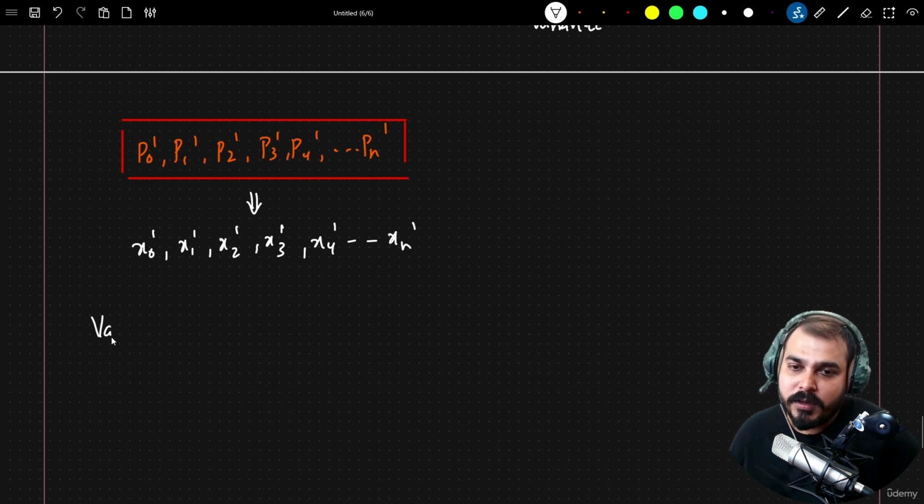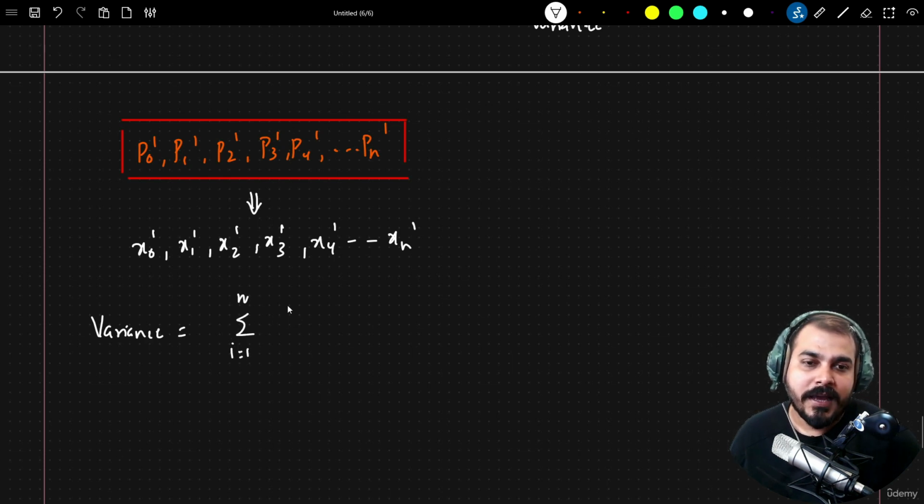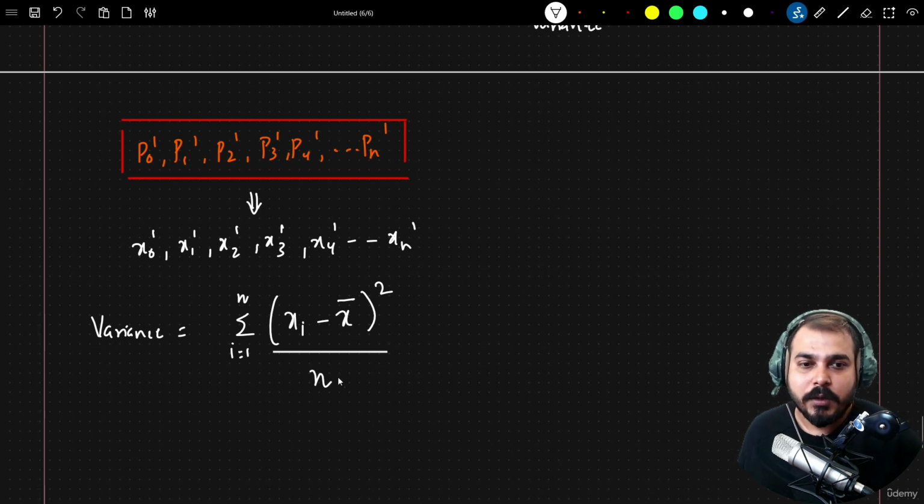Okay. Now, in order to compute the variance, I can simply use an equation that is summation of i equal to 1 to n. And here I will specifically be using, how do you calculate variance? You will be able to take x of i minus x bar, which will be the mean of x, whole square, divided by n. So if you use this equation, you will be able to calculate the variance.